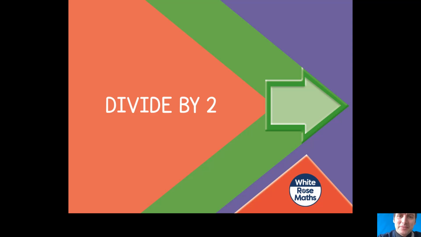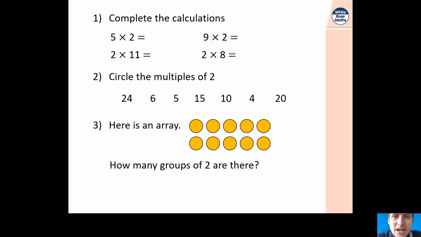Okay. So what we're going to do is work through some slides together. At the end of that, you'll have your worksheet to complete. To begin with, some simple calculations for you to do. So 5 times 2, 2 times 11, 9 times 2, 2 times 8. The second set of calculations, you've got to circle any multiples, so any numbers which are in the 2 times table. And then the third calculation, you've got the array, and you've got to see how many groups of 2 there are there. So if you can work through those quickly and pause the video while you do it.